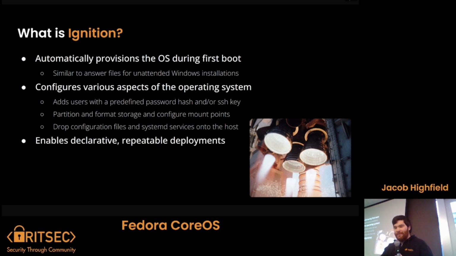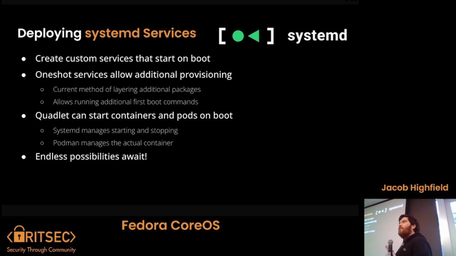So we're going to talk a little bit about deploying Systemd services, because that's the big one. You can write a custom Systemd service, which you can then enable, and it will start on boot. This is the main way that you can layer packages on Fedora CoreOS. Since the base root file system is immutable, in order to get more system packages, you have to do what's called layer them.